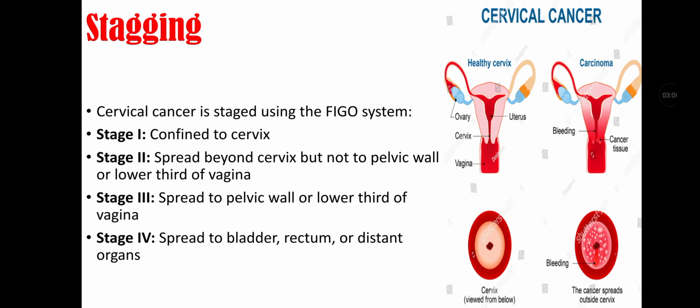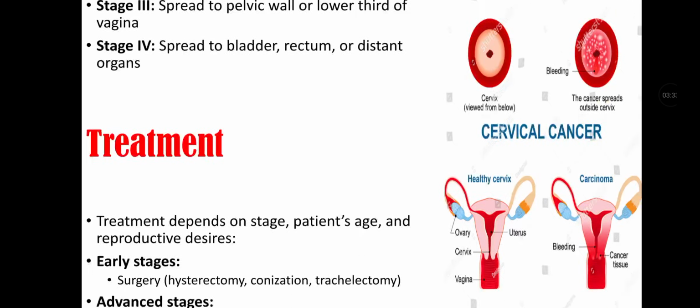Staging of cervical cancer. Cervical cancer is staged using the FIGO system. In this, there are four stages. Stage 1 is when the cancer is confined to the cervix. Stage 2 is when the cancer spreads beyond the cervix but not to the pelvic wall or lower third of the vagina. Stage 3 is when the cancer spreads to the pelvic wall or lower third of the vagina. And stage 4 is when there is cancer spread to the bladder, rectum or distant organs.